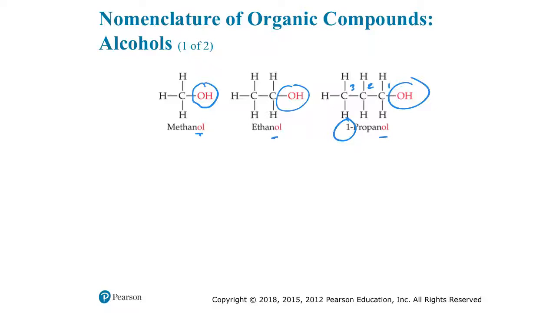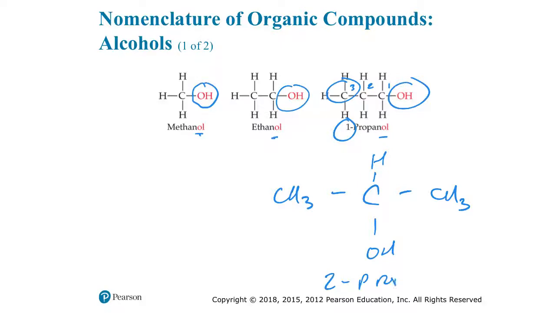It's not on the 3rd carbon because the 3rd carbon is really best thought of as the one further away from that functional group. And so then you could differentiate perhaps 2-propanol from 1-propanol. If you had the hydroxyl group on the middle, you would call that 2-propanol, or isopropanol. So this would be 2-propanol.